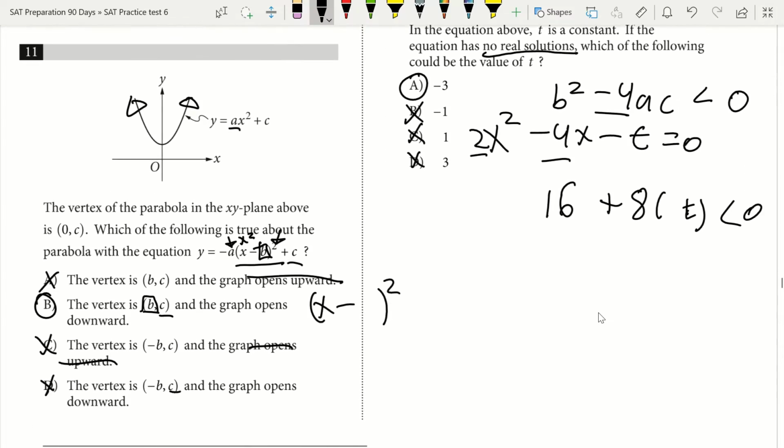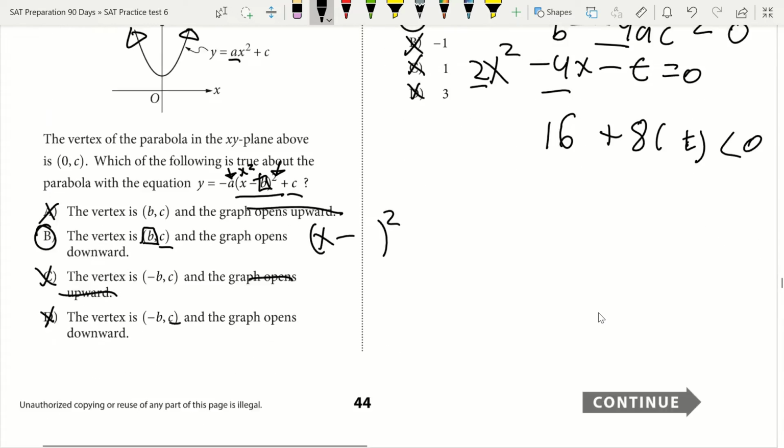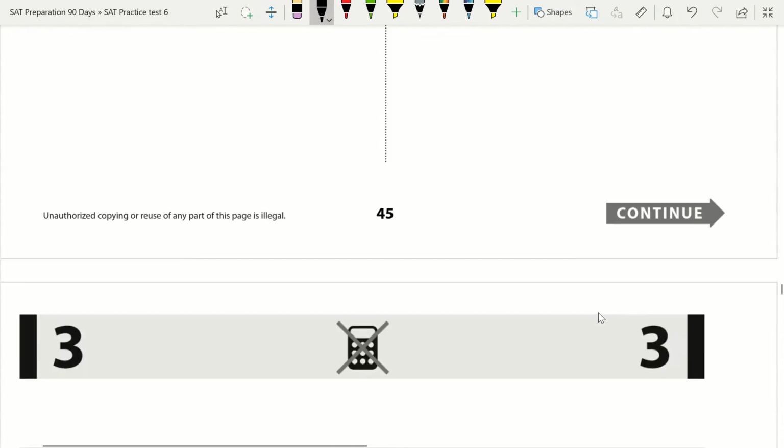11, I make sure I have B on my answer sheet. 12, I make sure I have D on my answer sheet. 13, I make sure I have A on my answer sheet. 14, I make sure I have A on my answer sheet. 15, I make sure I have D on my answer sheet.